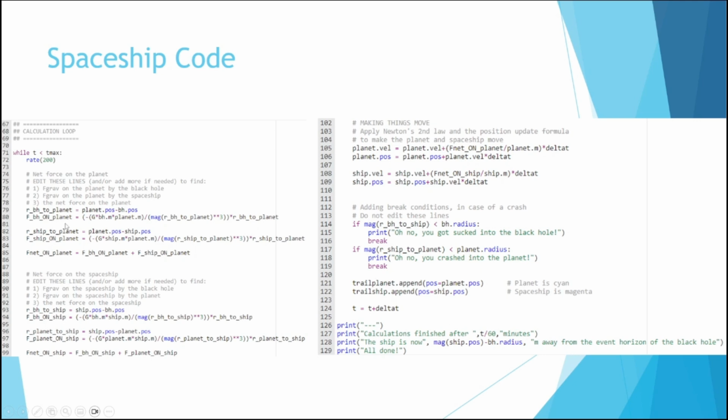And with those, we could use the universal gravitation law to find the force acting on all the bodies at the same time and calculate the net force on the planet and on the ship. With that, we could use Newton's second law to get the velocity and position update formulas to track the position and velocity of the planet and ship over time. And using that, we could put in different initial velocities for the spaceship to figure out what the right initial velocity was for it to escape.